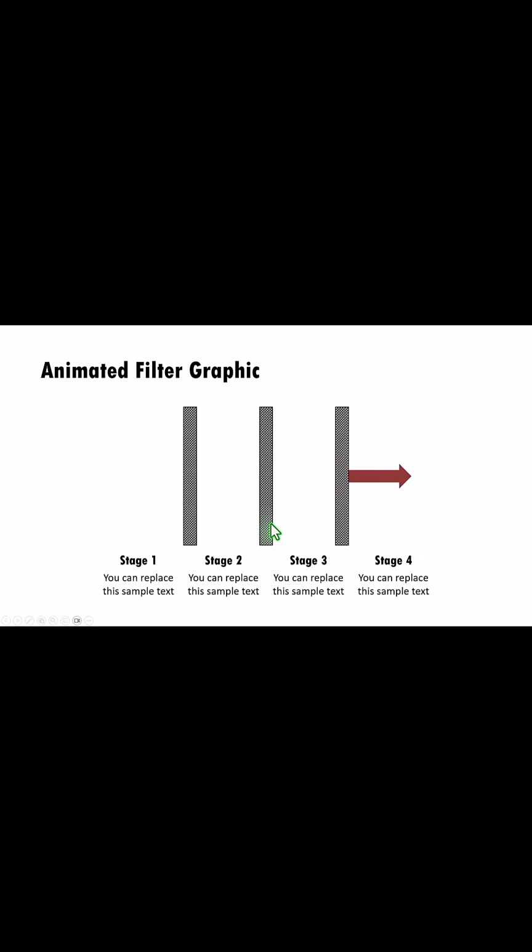How to visualize four-stage filtration. Stage 1, Stage 2, Stage 3, Stage 4. In each stage, you can see that a few elements are being filtered out. Let me show you how to do this.